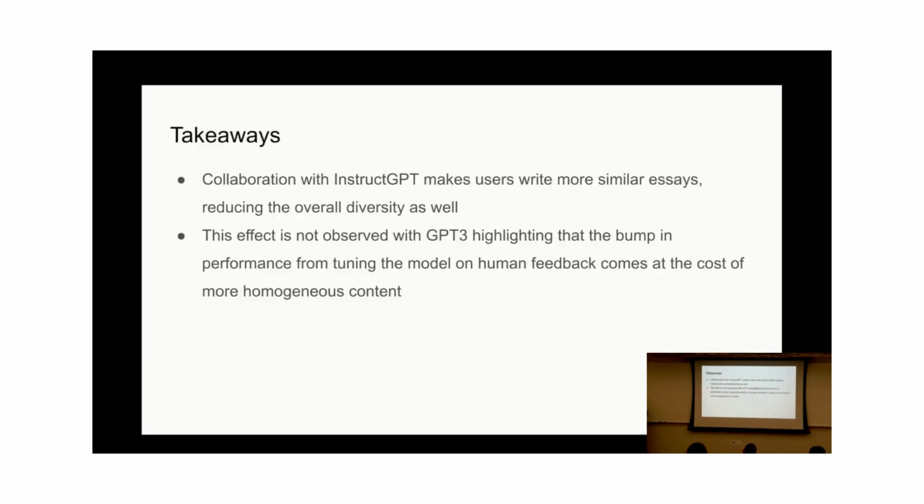But I'll leave you with just some takeaways, and hopefully we do have time for questions. The takeaway from our work is that it does seem that collaborating with Instruct GPT results in people writing more similar essays with reduced diversity as a whole. And we do observe that this effect is not as much with the traditional GPT-3. This maybe tells you that the feedback tuning that we're doing, and there's a whole science on how to best use the human feedback, tells you that this performance bump from using human feedback comes at a cost.